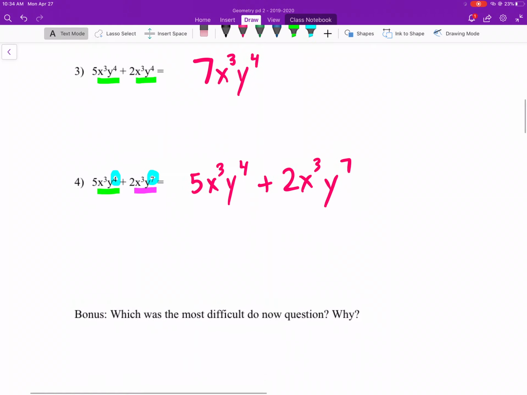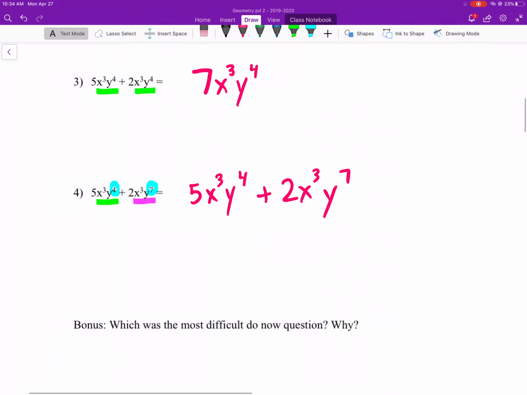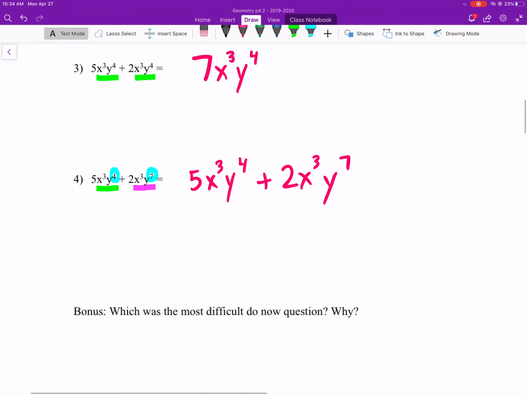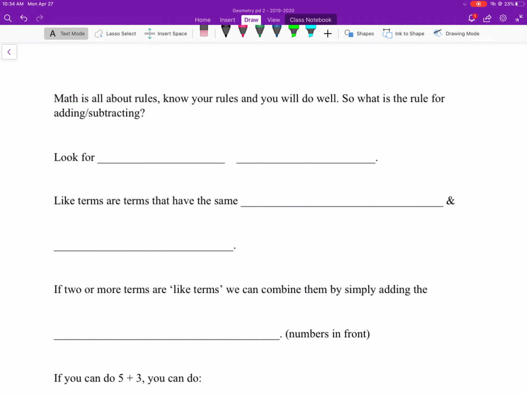Alright, now which was the most difficult for you? It could have been number 3, it could have been number 4. Potentially number 4 you might have got tricked on if you actually tried the do now first before we go over it. But number 4 is the trick because those are not like terms. Okay, so math is all about rules, right? Know your rules and you'll do well.